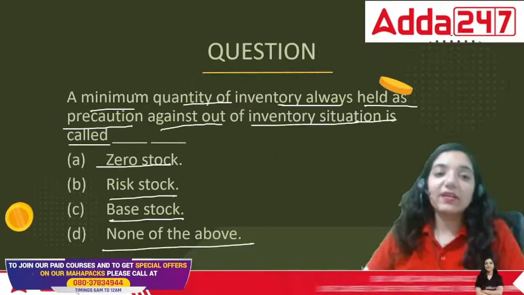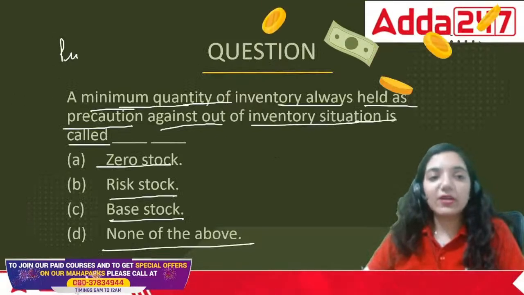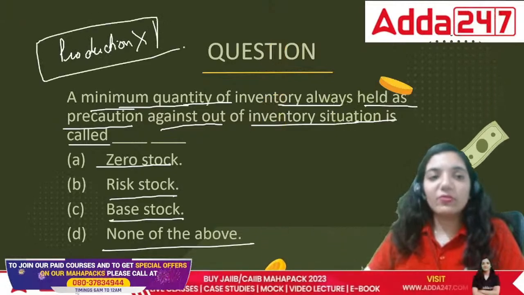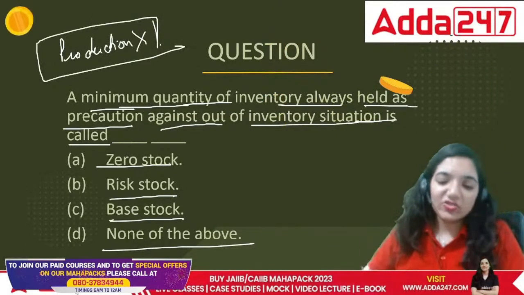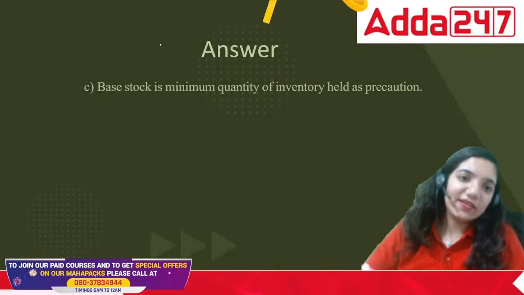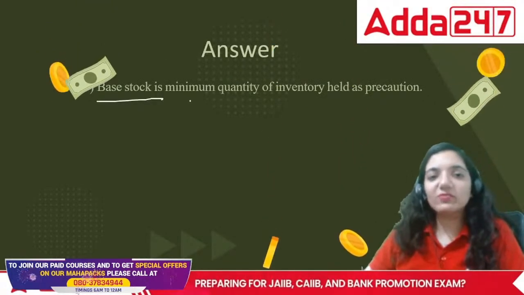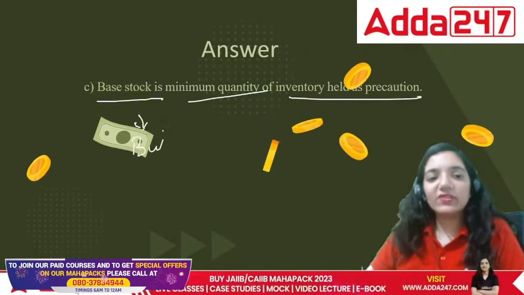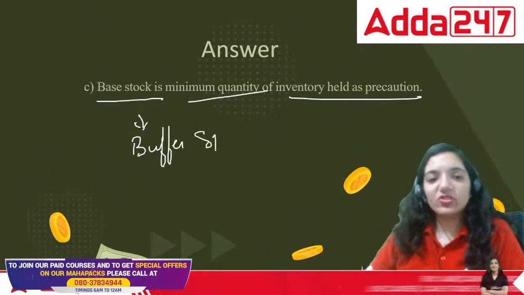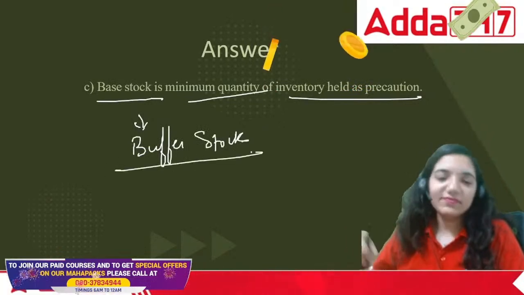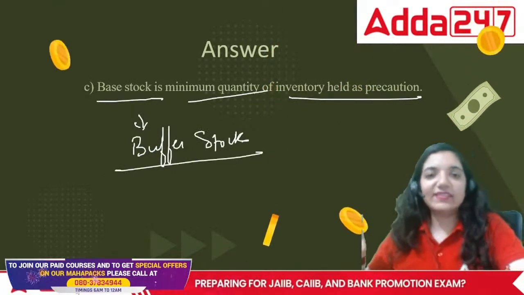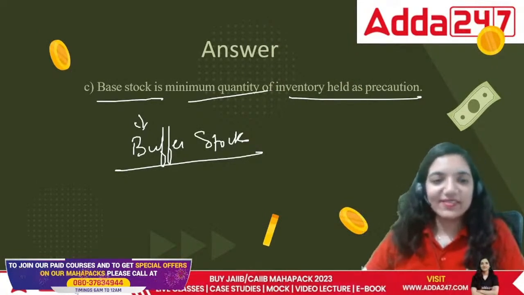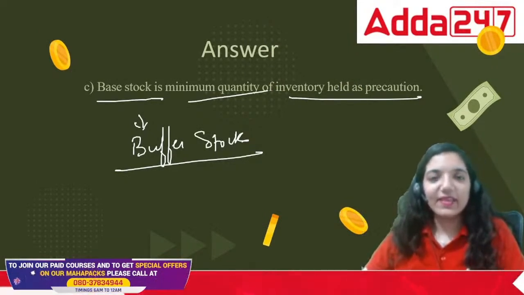If this is not there, the entire production will stop. If the production is going to stop, that is not a good thing. So in this case, what would be the correct answer? The correct answer would be base stock is minimum. That is also called base stock. The other name for it is buffer stock. So in this case, the correct answer is base stock or buffer stock. Done.